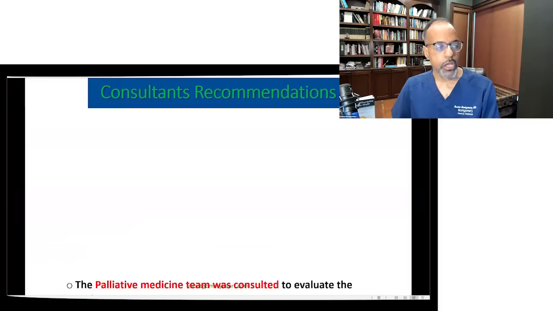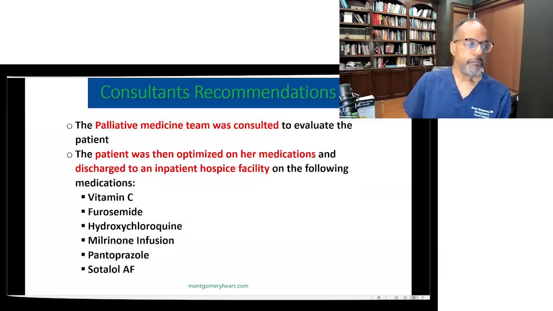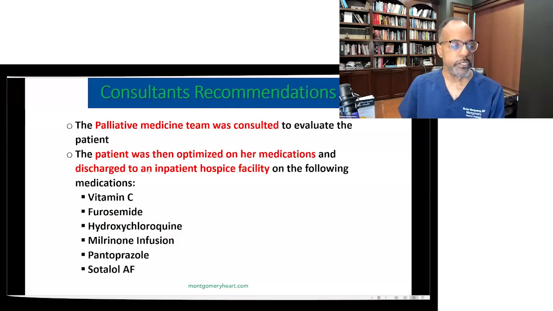So nevertheless, we called the palliative medicine team. They recommended that we optimize her medication and get her ready to discharge for hospice. This was a list of medications she was on, included sotalol to control the arrhythmia. She was also on a milrinone infusion, which is often used for patients with end-stage heart failure to give the heart some contractility, to give them some comfort, and of course diuretics.